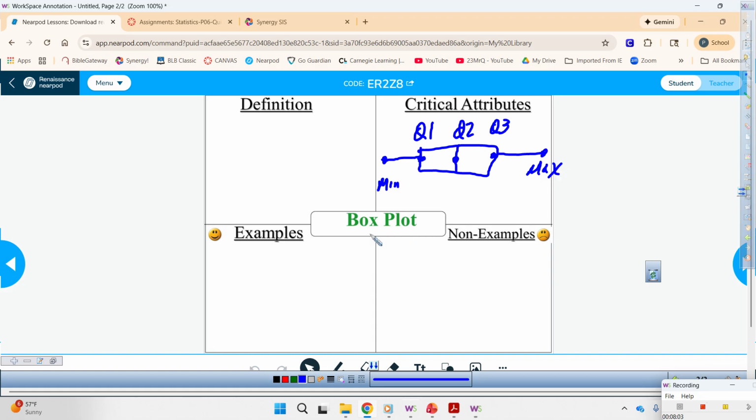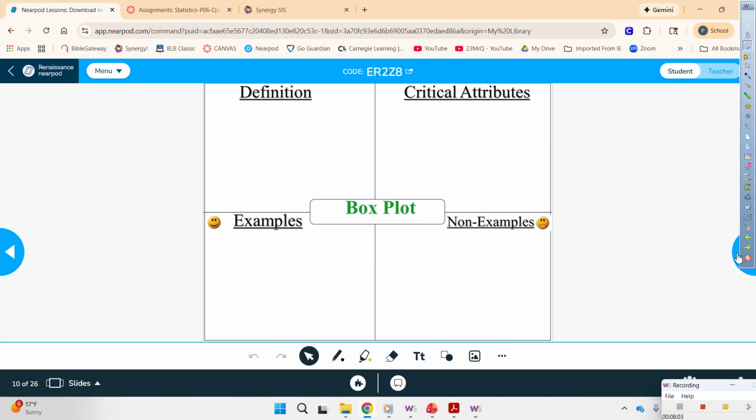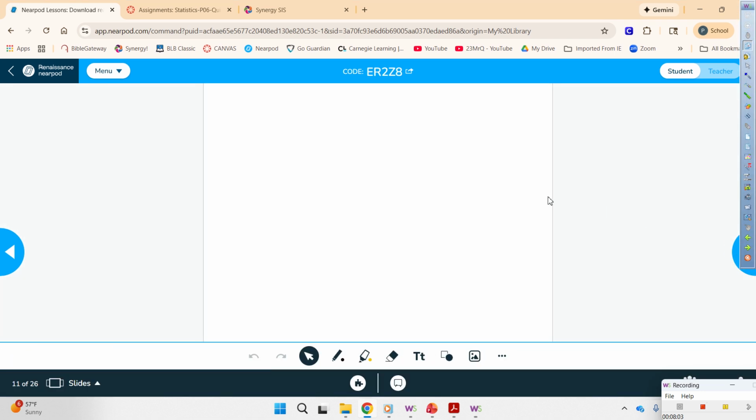And once again, it's also known as box and whisker, right? Why whisker? Because the min and the max make the little whisker for the box. All right, make sure and send that in. Next one. Let's see where we're at.